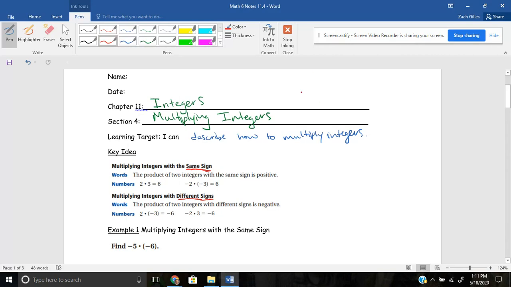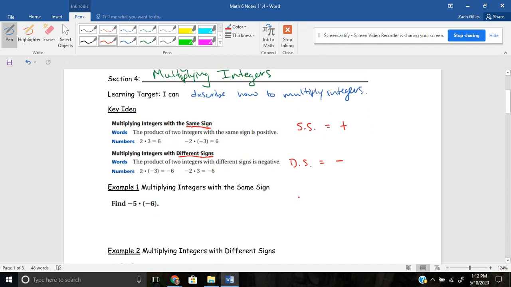The shortcut that I remember is: same sign equals a positive answer, and different signs equals a negative answer. That's my shortcut method of remembering it. All right, let's see an example here.